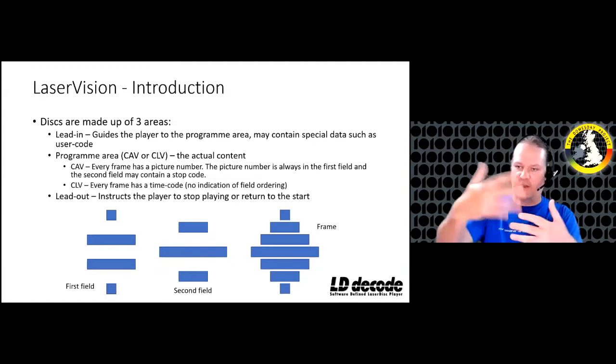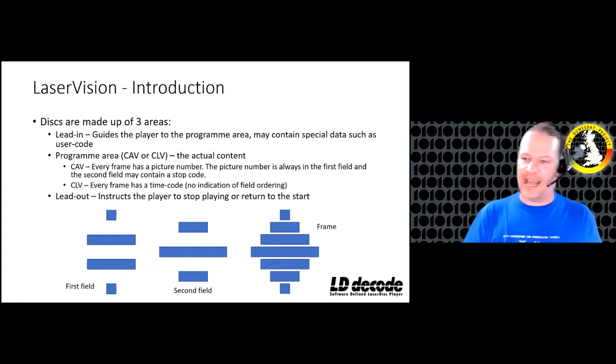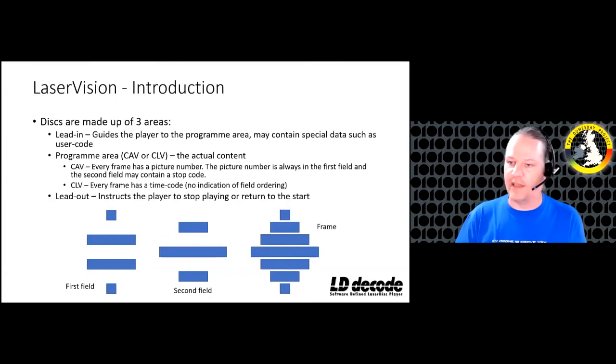One of the problems with CLV is that because a television plays by showing one field, then the next field, then the next field, the order of the frame isn't important on a standard television, on an analog television. So in CLV, it doesn't actually tell you what field order the fields should be in. You have to guess. There is kind of a standard, but every other Laserdisc breaks it.